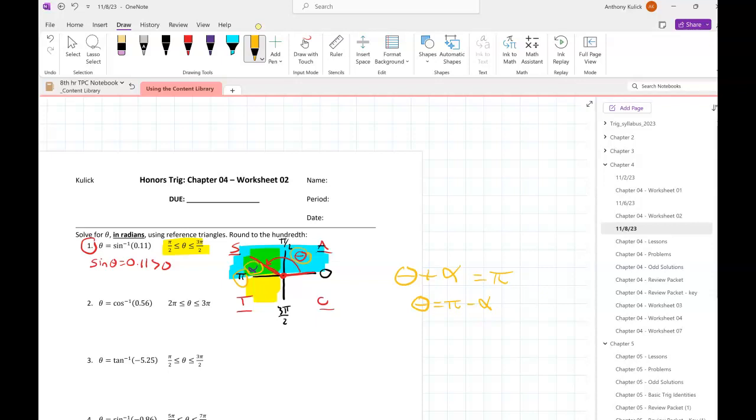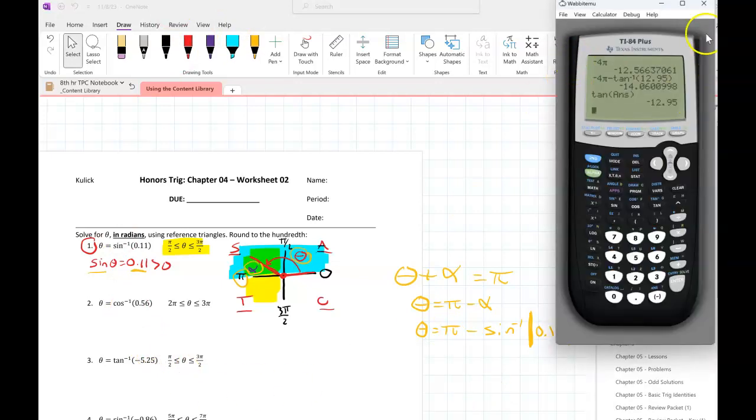Okay. Now, how do we find alpha? Since this is a sine problem, alpha is going to be sine inverse, and it's always going to be the absolute value of whatever we were equal to. And now it's calculator time. Why don't you pull out your calculator and make sure that you get the same number that I'm about to get?